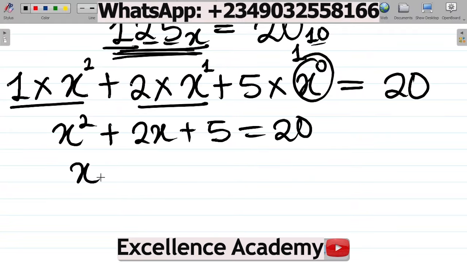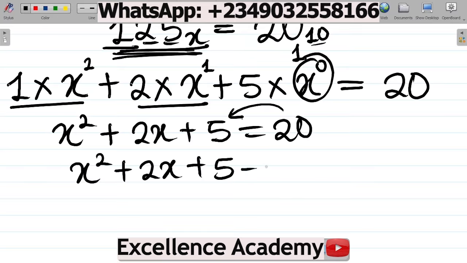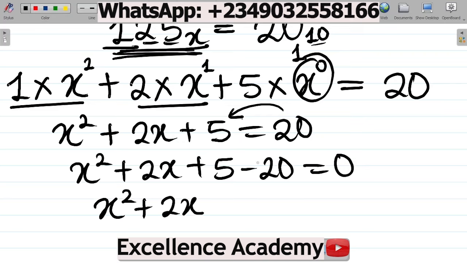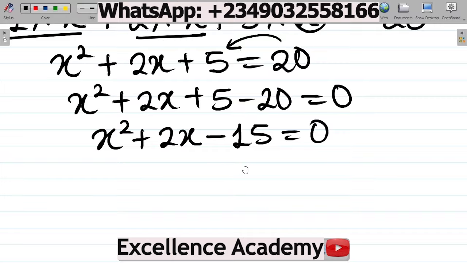This becomes x squared plus 2x plus 5. 20 comes over here and becomes minus 20. We equate this to 0 since nothing is left. So you have x squared plus 2x, and 5 minus 20 is minus 15. This is equal to 0. Let's factorize this quadratic equation.